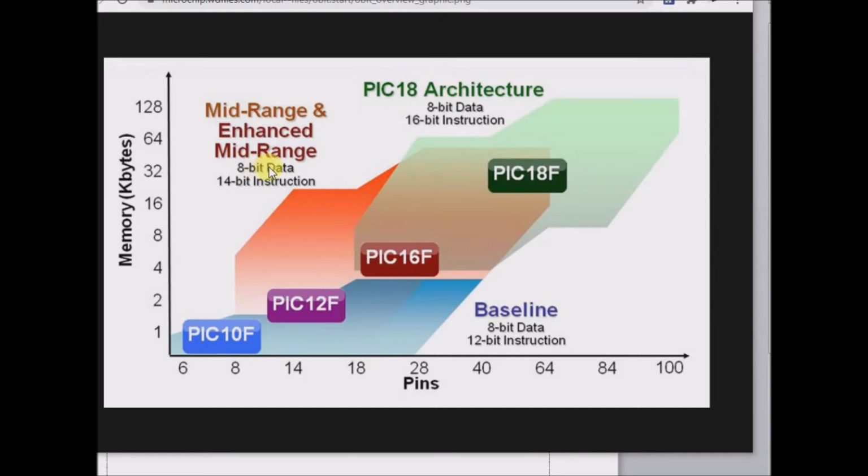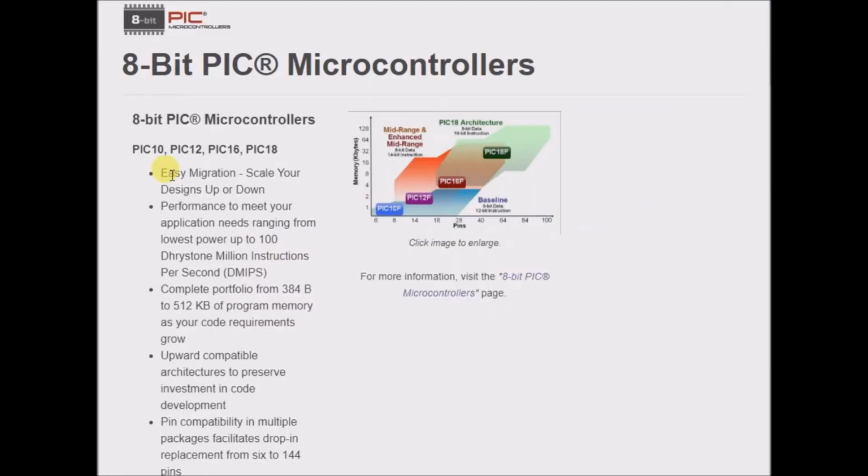Okay, 8-bit data, 14-bit instructions; 8-bit data, 16-bit instructions. That's the difference between mid-range and enhanced mid-range and PIC 18 architecture. Easy migration, scale your designs up or down. Performance to meet your application needs, ranging from lowest power up to 100 Dhrystone million instructions per second, DMIPS. Complete portfolio from 384 bytes to 512 kilobytes of program memory as your code requirements grow.